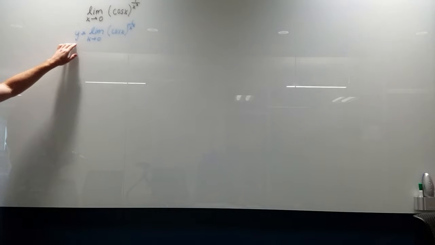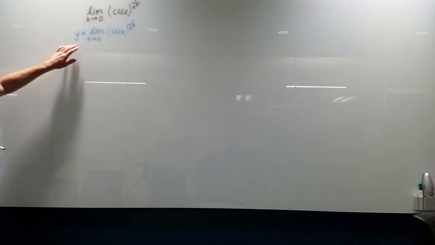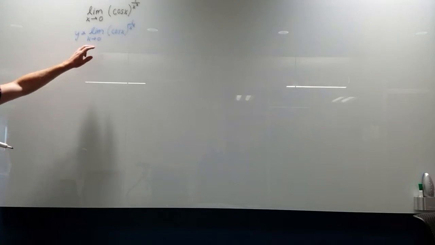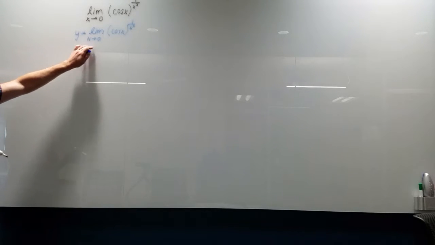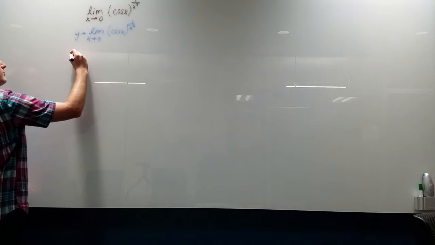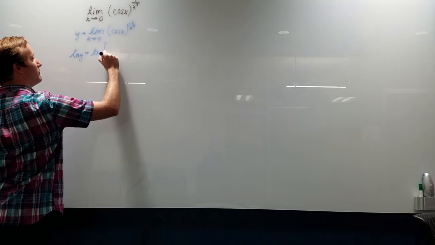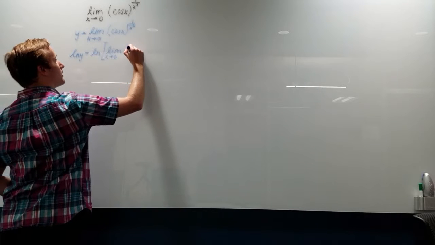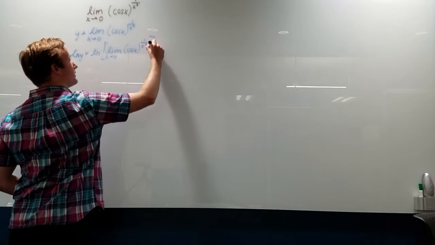Now, the reason that I like to include this variable y is because, first of all, it gives us a variable that represents the quantity that we're eventually looking for. We know that in the end we want to solve for y. The other thing that setting y equal to this expression does for us is that it allows us to perform equations on both sides of the equal sign. For example, we can say that the natural log of y is equal to the natural log of the limit as x approaches 0 of the cosine of x to the power of 1 over x squared.